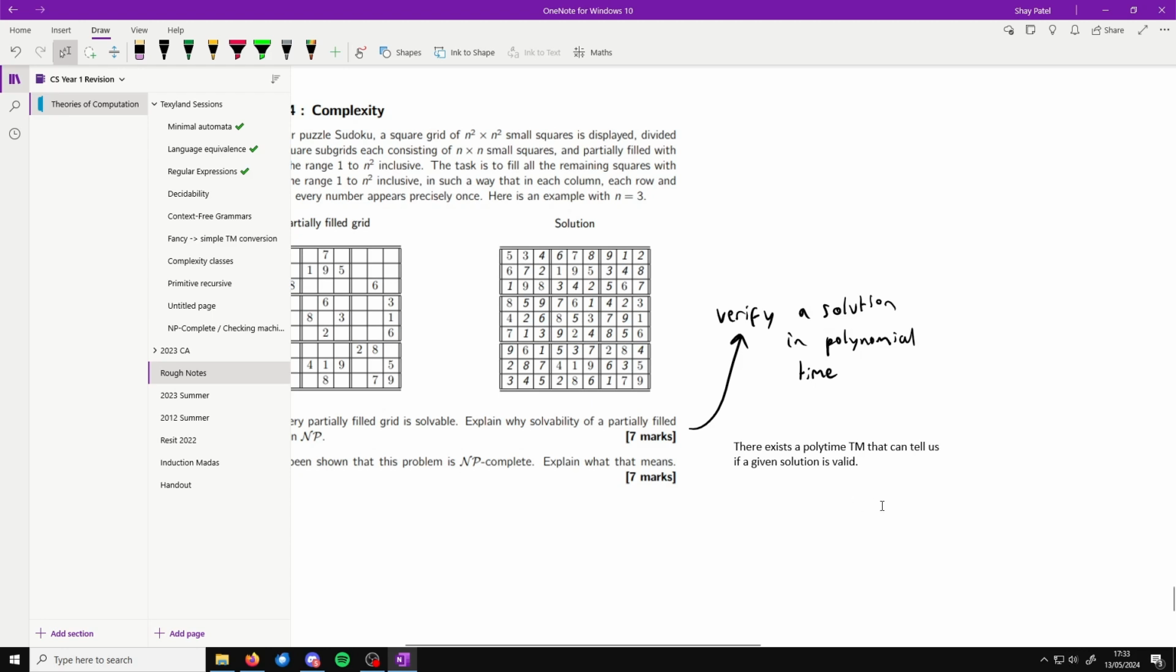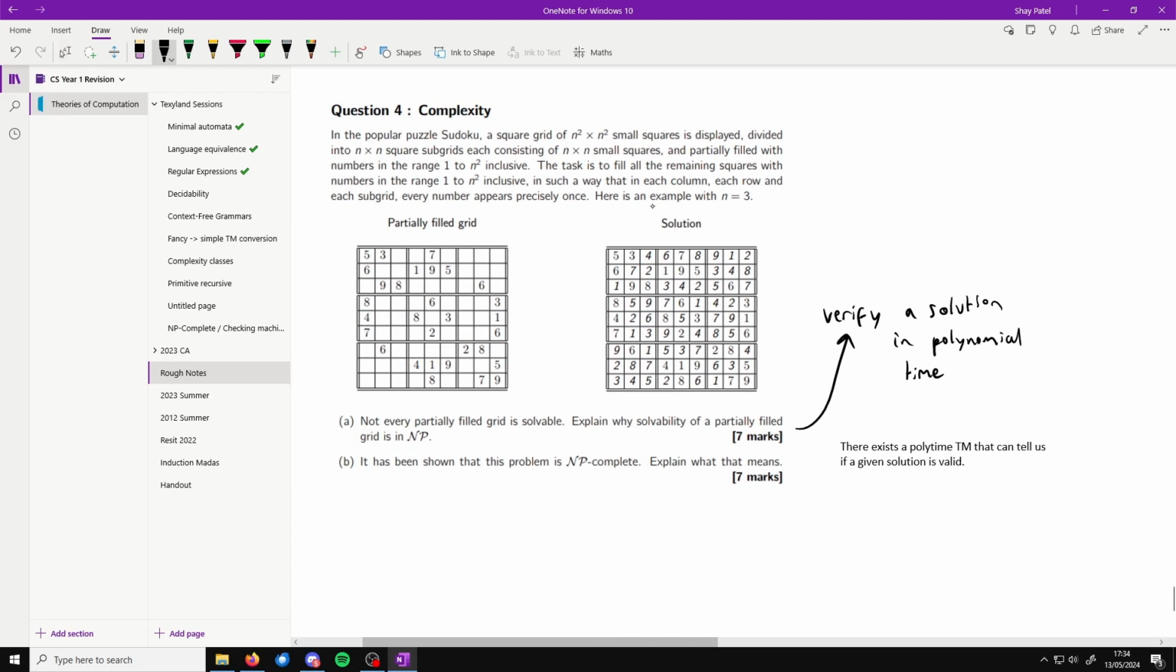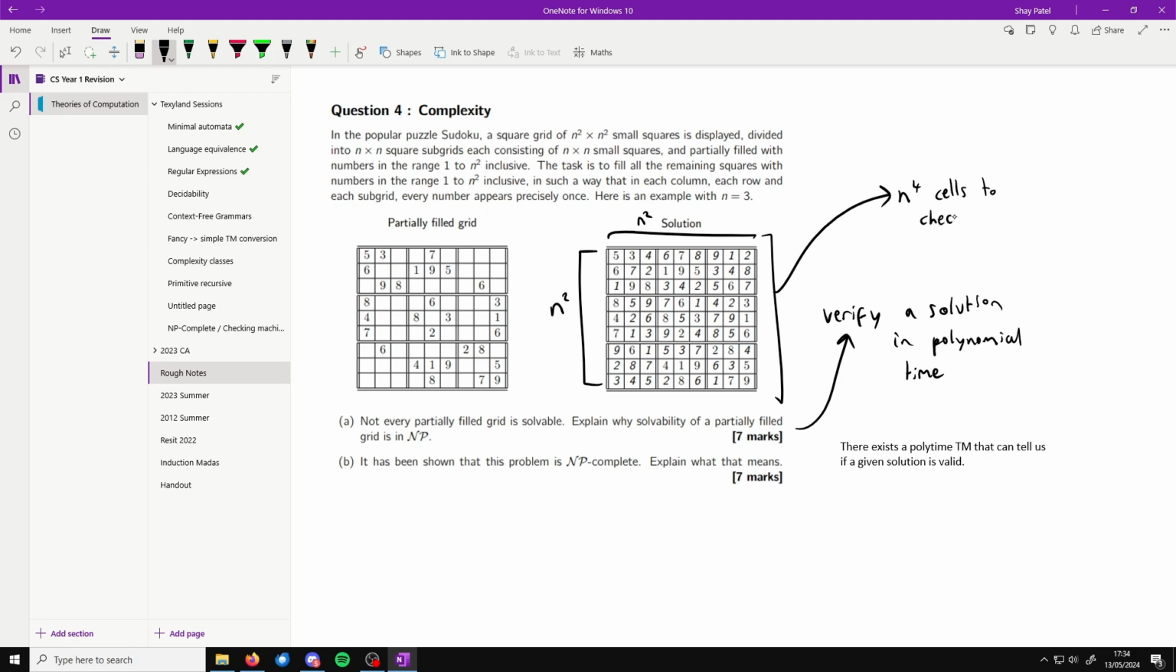So what you could say is that when you have a given solution, there's going to be n. Is it n? I think it's n squared. N squared as the length and n squared as the width. So there's going to be a maximum of n squared times n squared, with n to the 4 cells to check. In reality it's going to be less than this because some of them are already filled in.